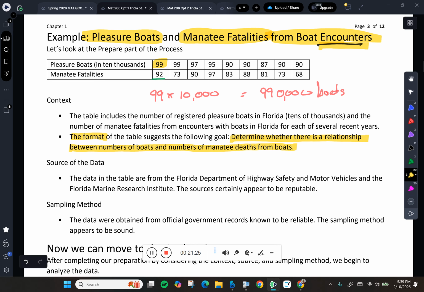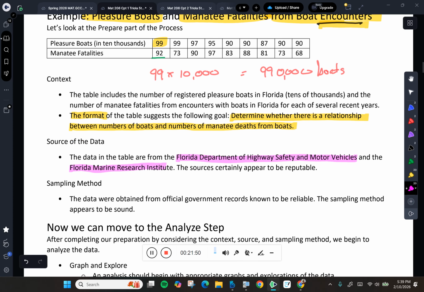The source of the data is the Florida Department of Highway Safety and Motor Vehicles, because boats fall under them for whatever reason, and the Florida Marine Research Institute. Now, both of those appear to me to be reputable and acceptable places to get data from. I don't think that either of them would try to bias the data, push it in one direction or the other. Okay? And since the data appears to come from official government records, well, then we're going to assume that it's reliable and that the method used to calculate it was a sound method to gather this data. Okay? So it looks like we got some good data.